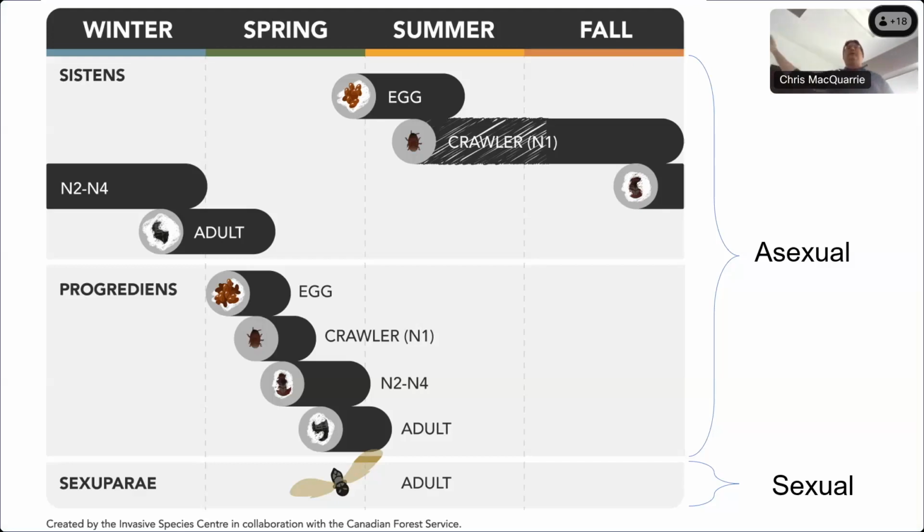For some reason, we call one generation the sistens generation. The other one we call the progrediens generation. I don't know why. It's a taxonomy thing. It just makes it super complicated. This is perhaps the most complicated insect life cycle we've ever worked on, and it's a giant pain.